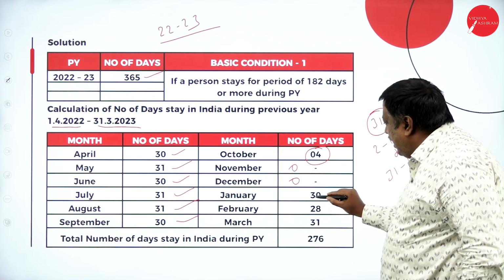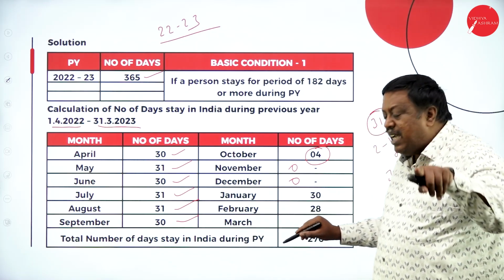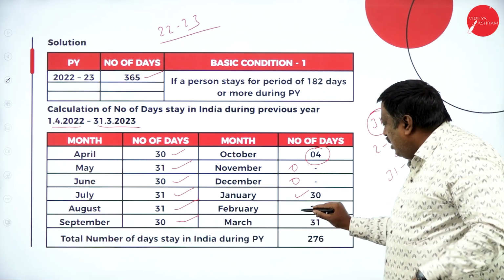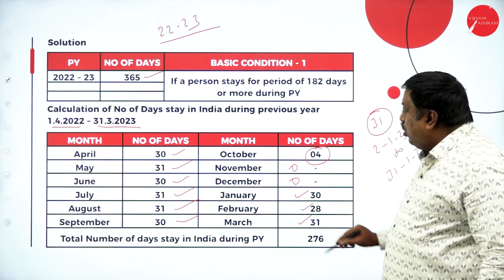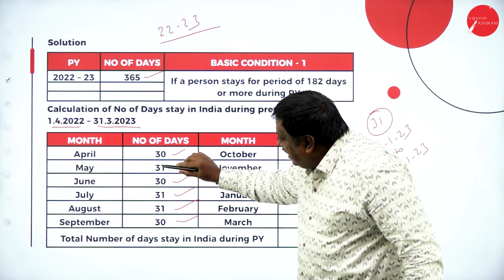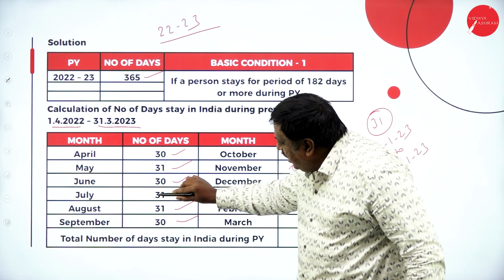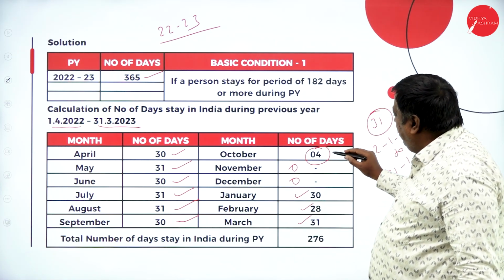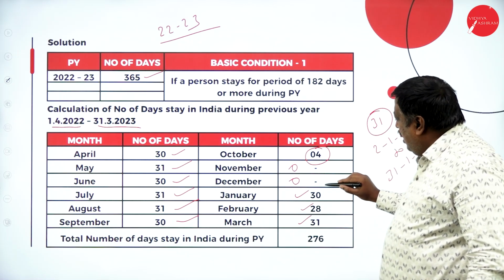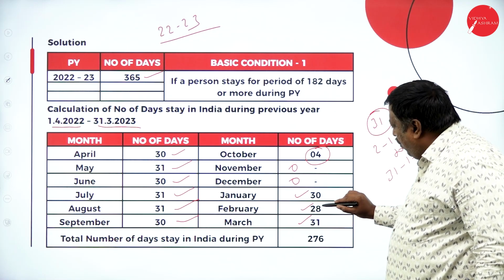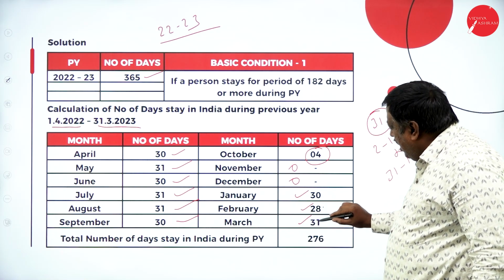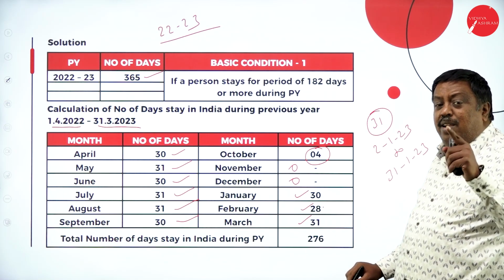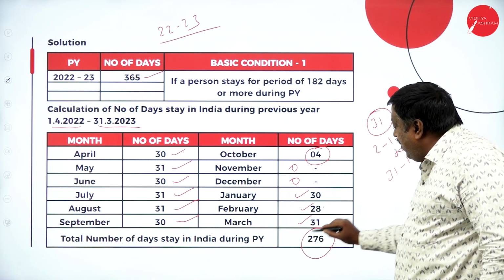So it will be 30 days. So in the month of January, I stayed in India 30 days. Thereafterwards, I was in India. So 28 days and 31. So totally 30, 60, 90, 120, 150, 180, 183, 187, 217, 225, 245, so 276. So I've stayed in India during previous year 276 days.